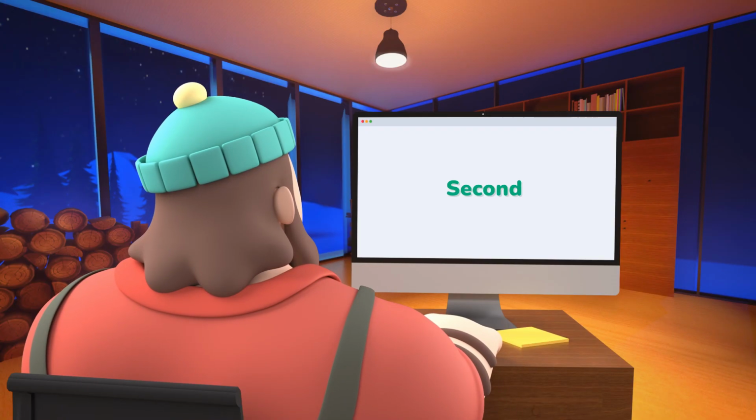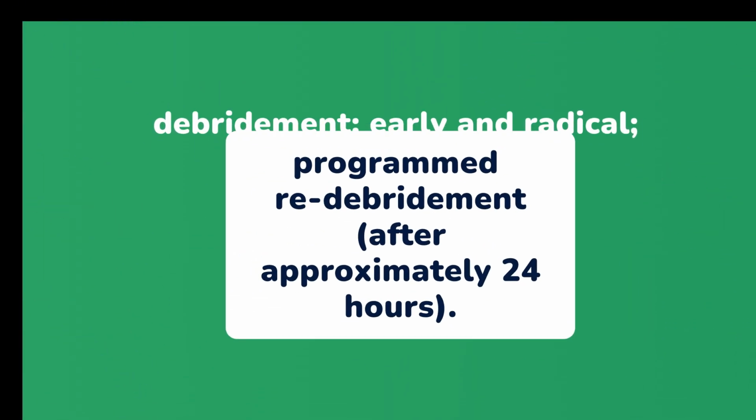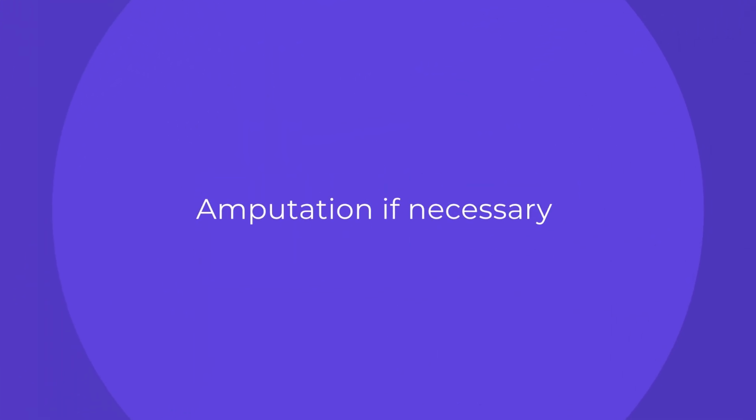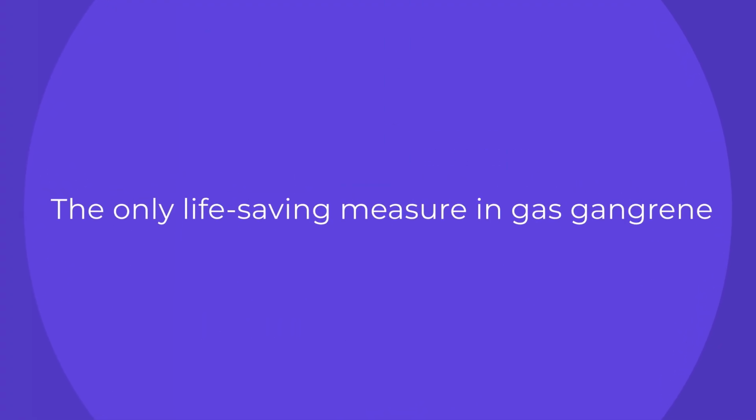Second, surgical therapy. Debridement, early and radical, programmed re-debridement after approximately 24 hours. Amputation if necessary, usually the only life-saving measure in gas gangrene.